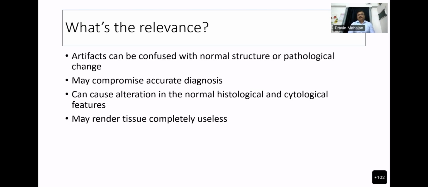So why should we know about artifacts? What is the relevance in histopathology? Artifacts can be confused with normal structures or pathological changes. That's why they can compromise reaching the correct diagnosis. They can hamper accurate diagnosis. They can cause alteration in normal histological and cytological features, and that again will affect making a good opinion or accurate diagnosis. And sometimes artifacts can be so severe that they make the tissue completely useless, so that you cannot make anything out of it. That's why one should know about artifacts in histopathology.